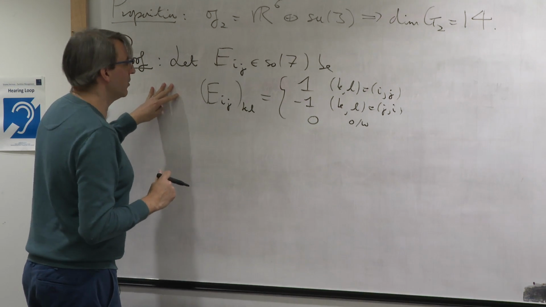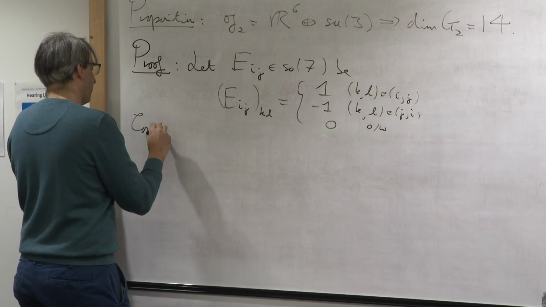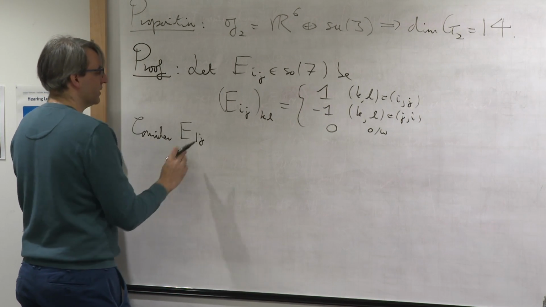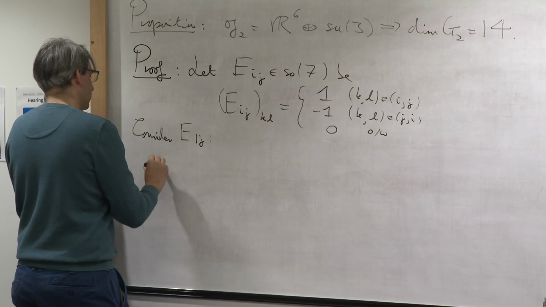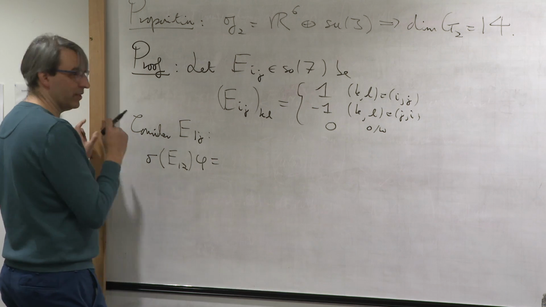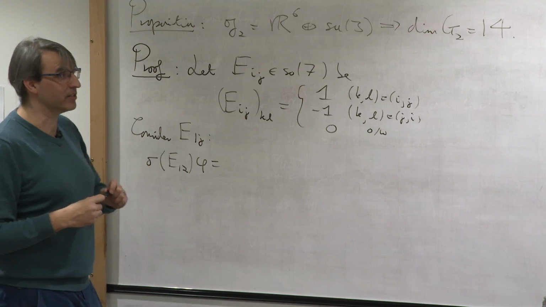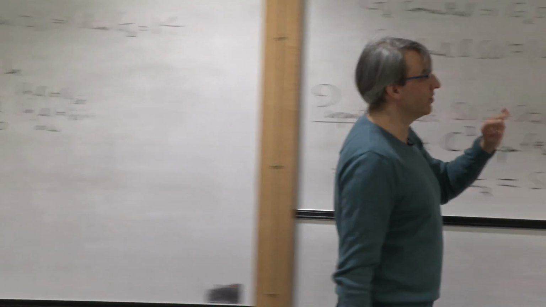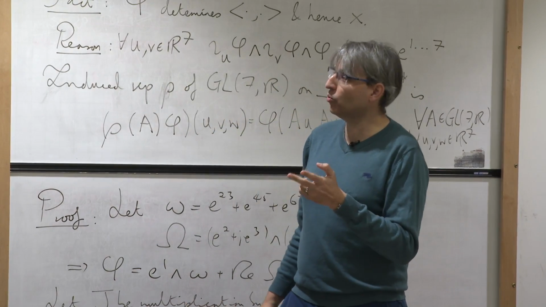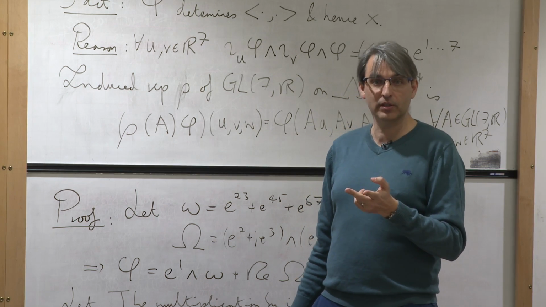Okay, so now what I want to do is I want to say, well, let's consider E1J. I'm going to consider these. In particular, let's look at sigma of E12 acting on phi. Right? I want to compute this thing. And you may think, oh, wow, that's really hard. But it's not, because all you have to do is, what is the action? It just swaps 1 and 2. That's what E12 does. It just swaps 1 and 2.